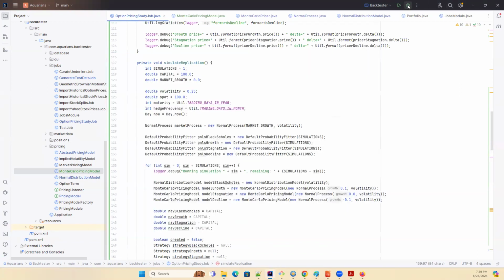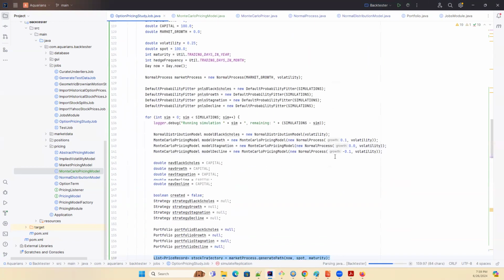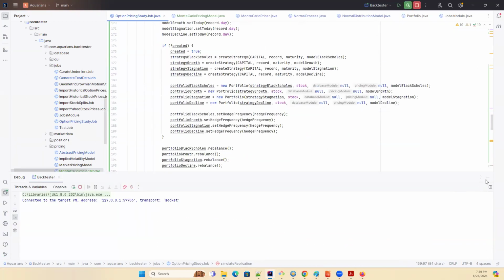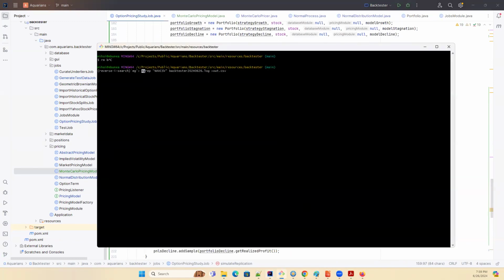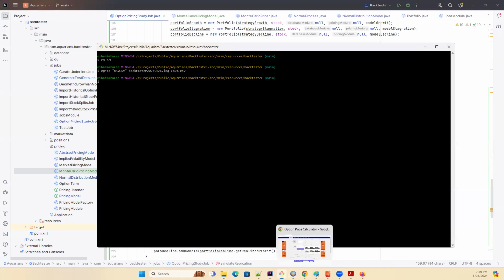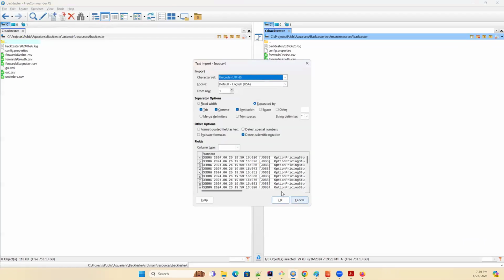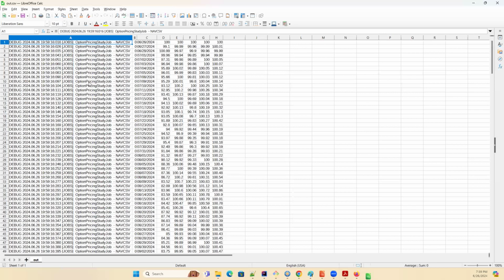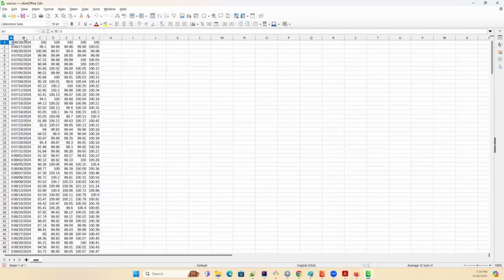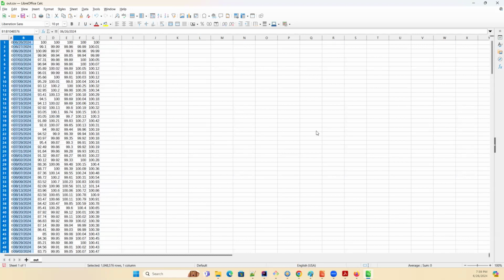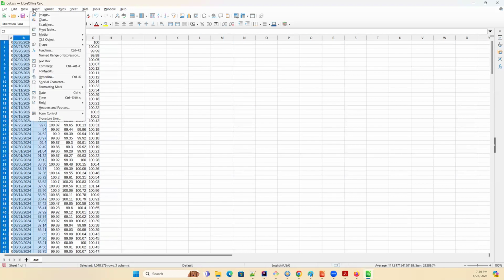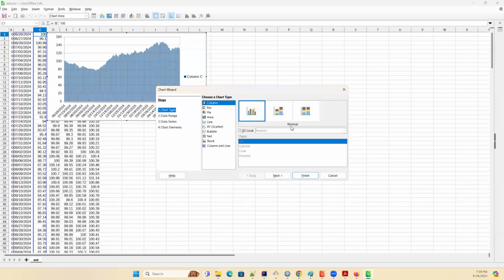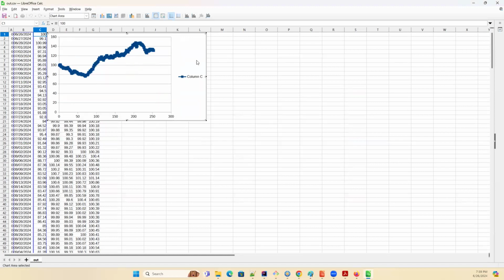Yes, so nothing to remove, just run it and see what we get. And grab this part out of it. Delete. Format cells. Date. Okay. And this is our stock price trajectory. So we generate random trajectories for the stock price.